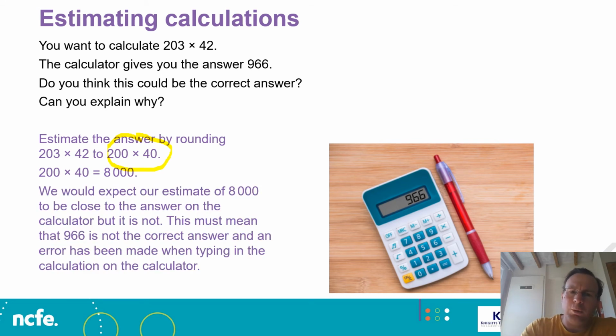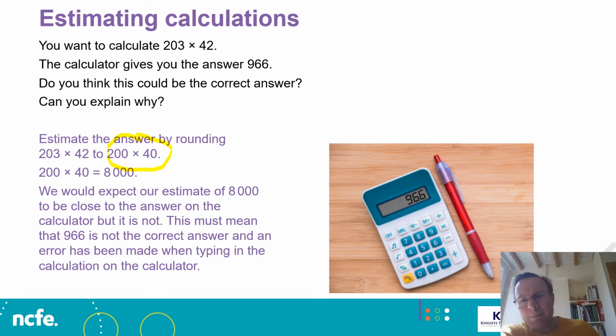So we would expect our estimate of 8,000 to be close to the answer on the calculator, but it's not. So it means that that initial 966 is not the right answer. We must have made a typo somewhere. So the fact that we've taken the time to just quickly estimate gives us that confidence, or we know immediately that our calculator value is wrong.